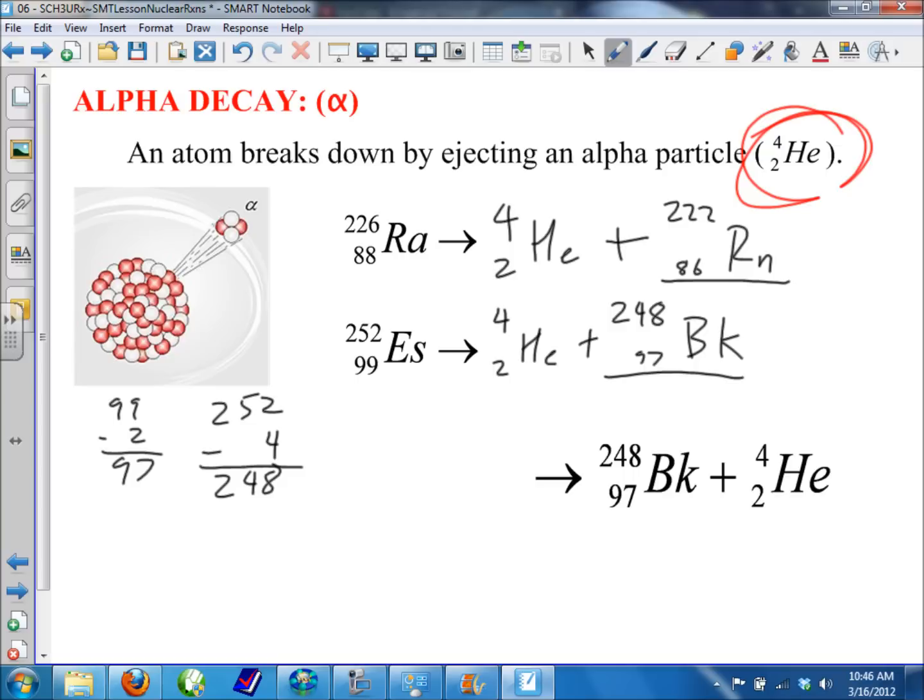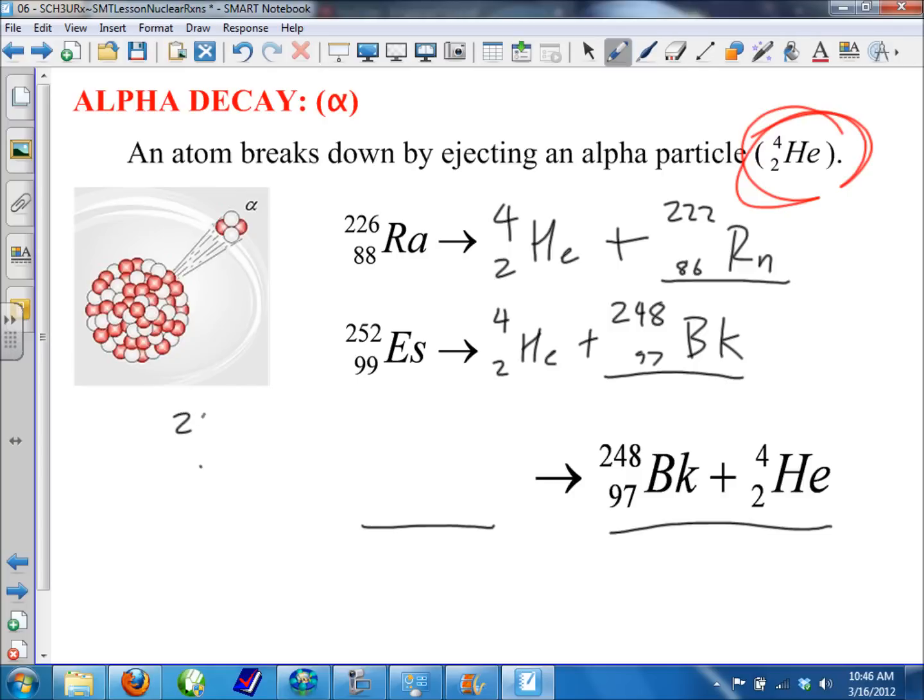Now, if we take a look at the third reaction we have right here, we have nothing on the reactant side. We simply have the product side. Now, the product side we know is equal to 248 plus 4. This means that our reactant side has to be equal to 252. We know berkelium has 97 protons and helium has 2 protons. So 97 and 2 makes that equal to 99. 99 is einsteinium. We can see this third example here is simply the reverse of the example above.